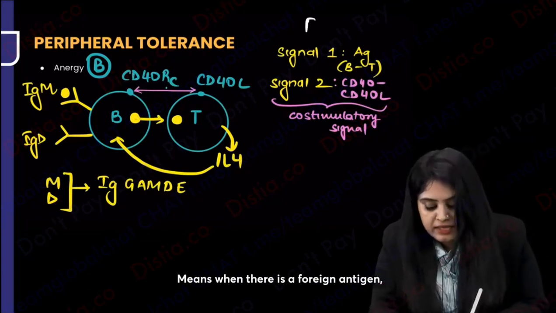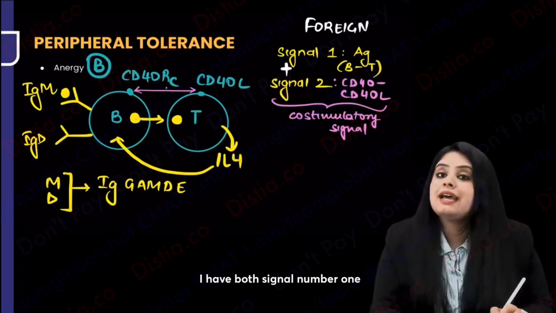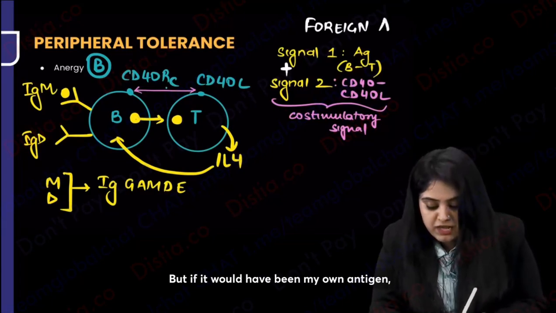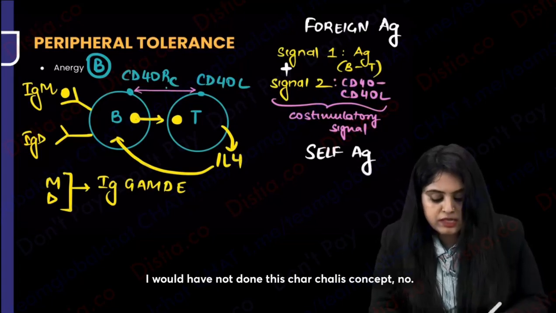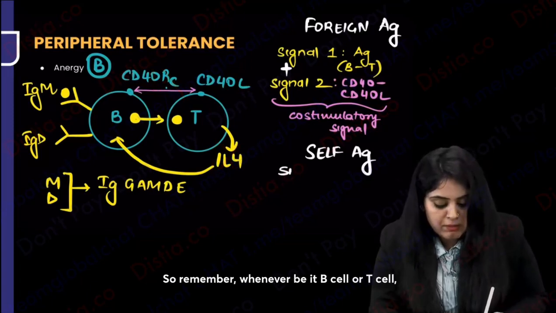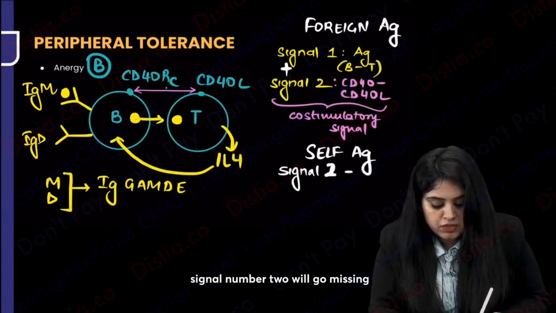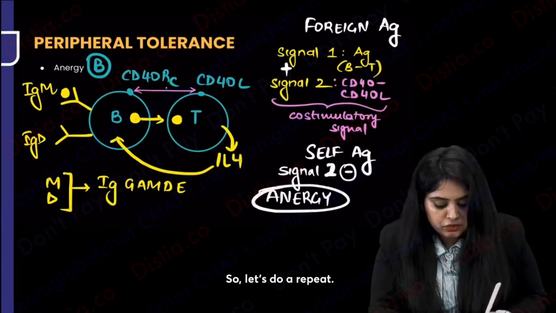Which means when there is a foreign antigen, I have both signal number 1 and signal number 2. But if it would have been my own antigen, which signal would have been missing? I would have skipped signal 2. So remember, whether it be a B cell or a T cell, signal number 2 will go missing, and that is known as anergy.